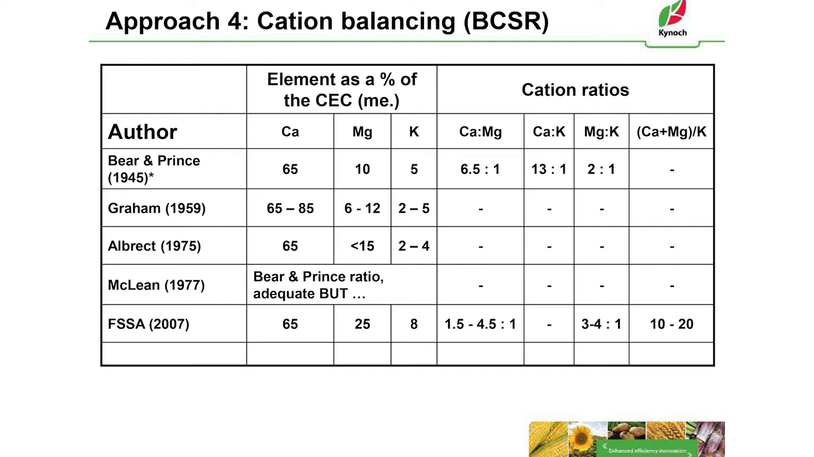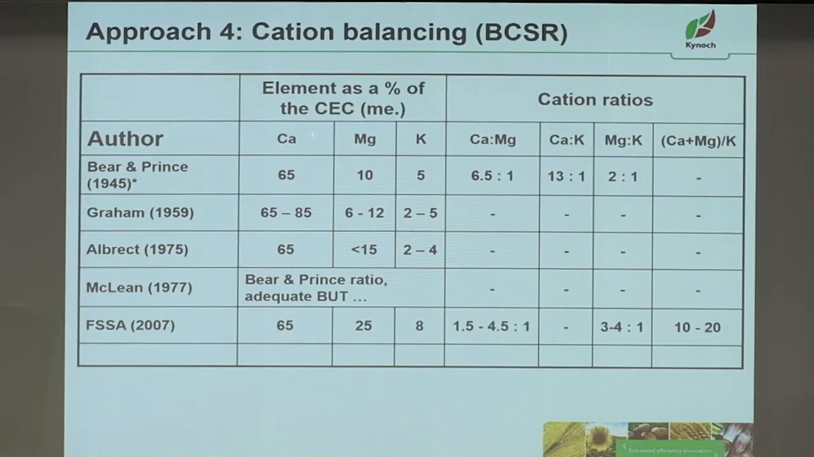And you can see there, the main thing is more or less the same. Behrenprinz 90, 45, 65. Graham 59, 65 to 85. Albrecht 75, 65. McLean is more or less the same as Behrenprinz, but they had a few question marks. And then in the old book, the 2007 fertilizer handbook, it was also 65. The percentage for magnesium 25, for potassium 8, and then all these ratios between 1.5, and you can read for yourself. That's the cation balancing approach.